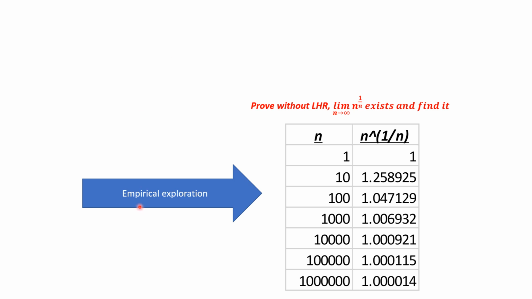If we start just with a little bit of empirical exploration, we can look at numerical values, and we can see that as n gets big, running from 1 to 1,000,000 by orders of magnitude, the number that is calculated here, n raised to the 1 over n, gets closer and closer to 1, and so we can suspect that the limit does exist, but we have to prove that it exists, and that's what our task is.